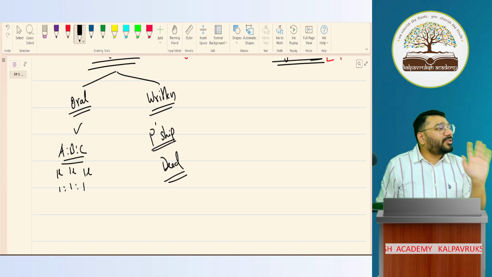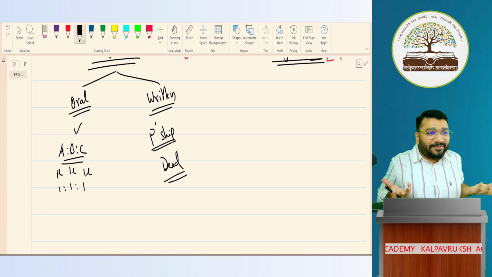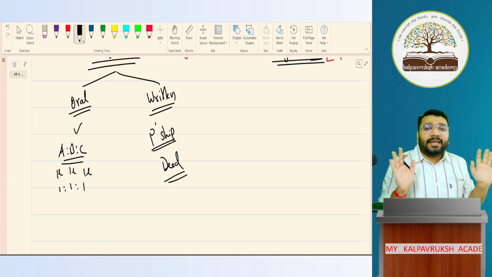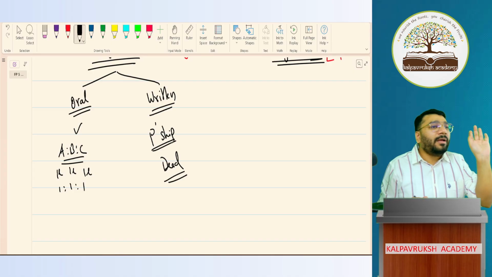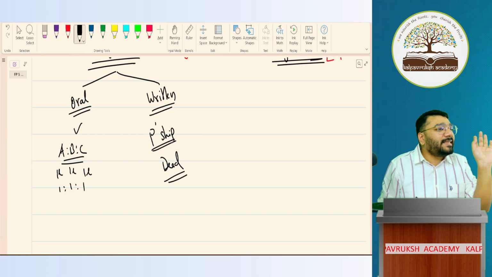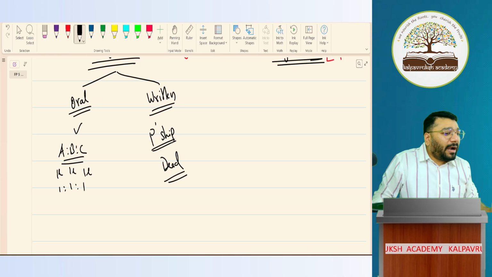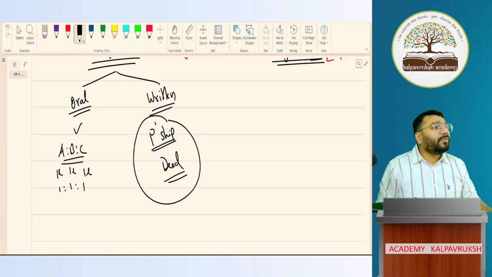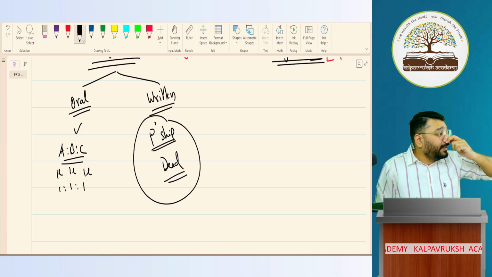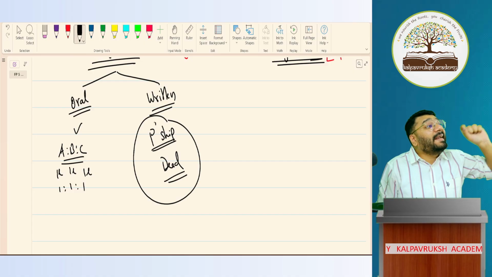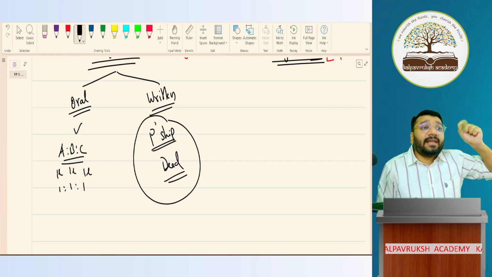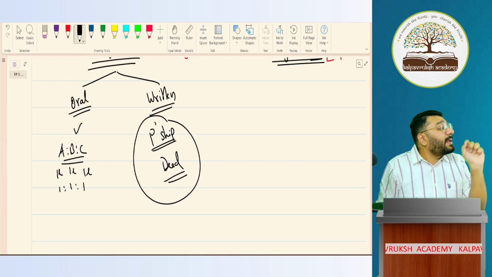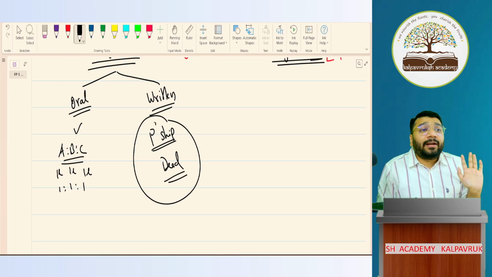So, whatever shortcuts I write here, it's my luxury. You cannot adopt any shortcuts. You will write the full form: partnership deed, partnership deed, you'll write the full form. So if partners have the terms and conditions in writing, it's called a written agreement. Technically, we call this a partnership deed. This is called a partnership deed.